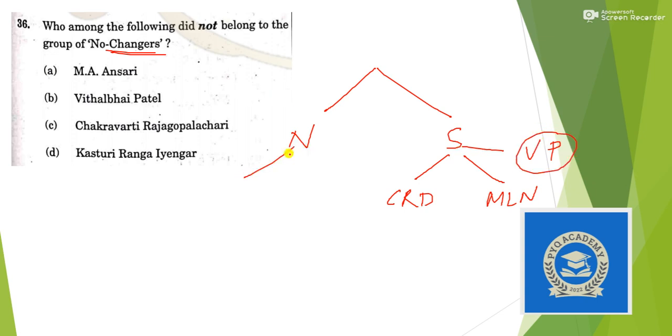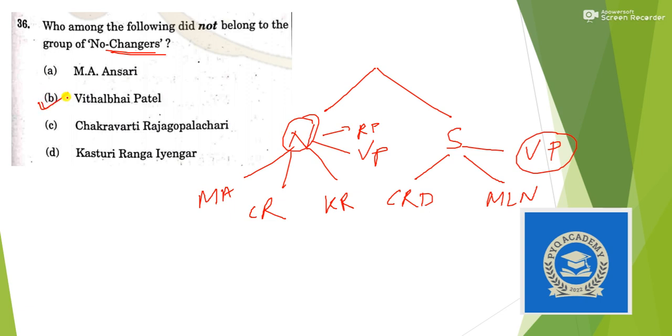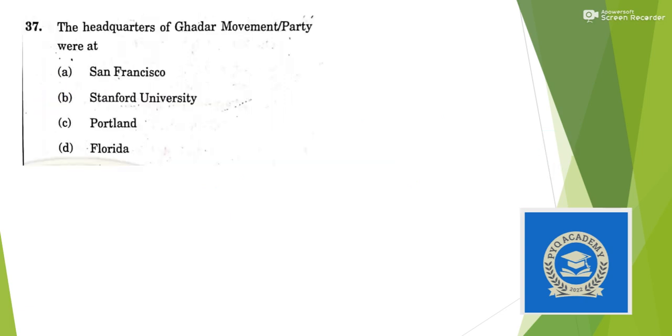And among the No Changers, other famous ones were M.A. Ansari, then C. Rajagopalachari, then Kasturi Ranga Iyengar, then others like Vallabhbhai Patel, then Rajendra Prasad. So these were in the group of No Changers. So the answer here is option B, Vithalbhai Patel, again from Spectrum.